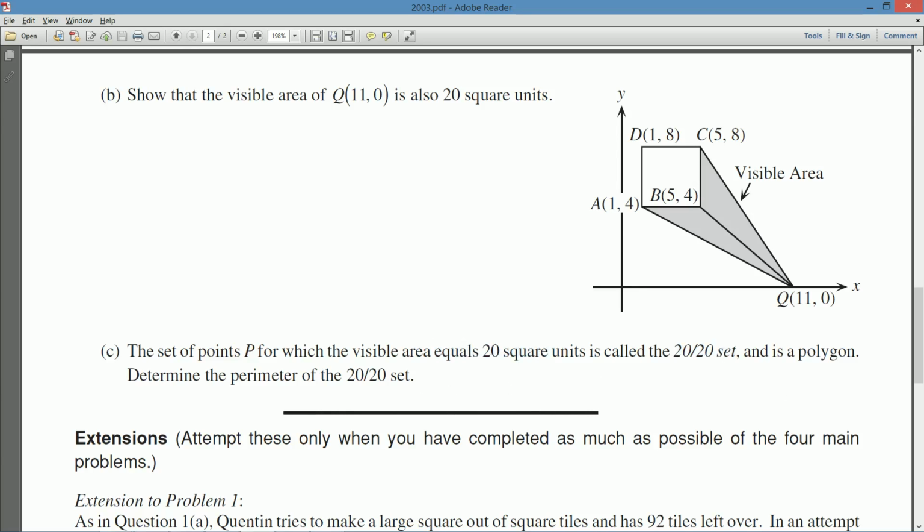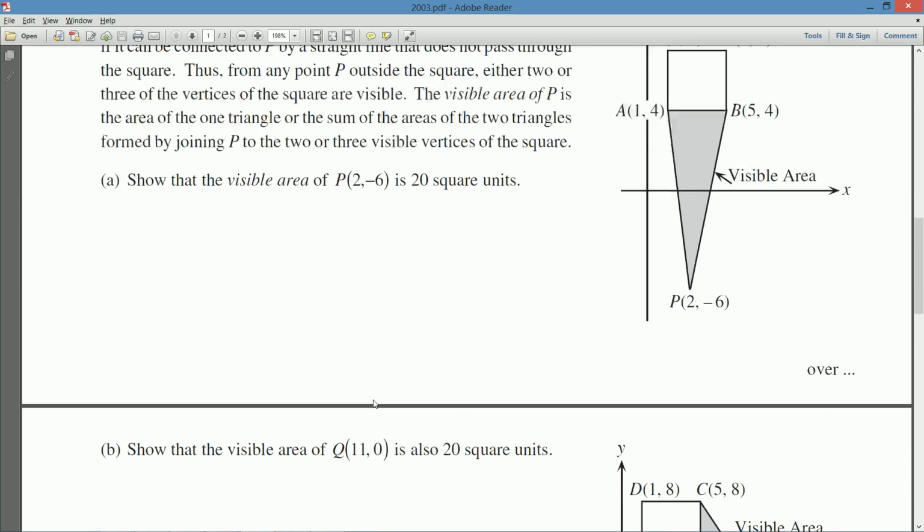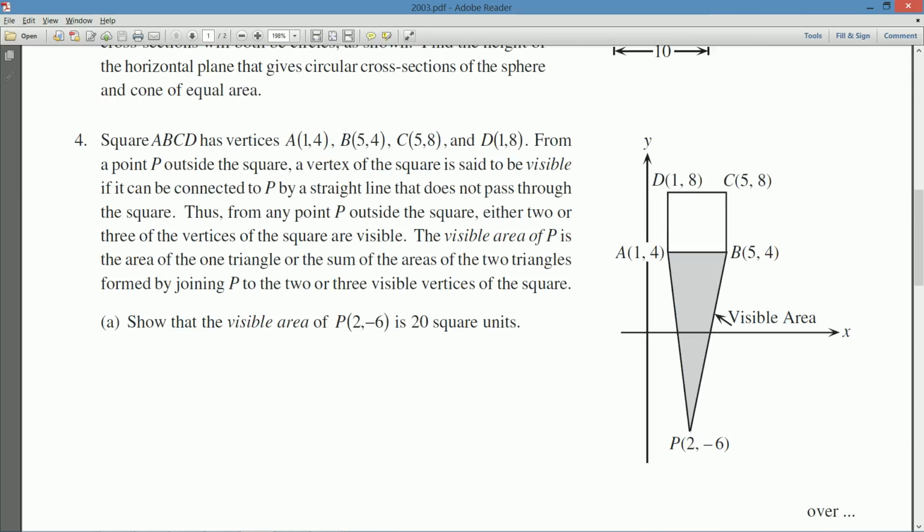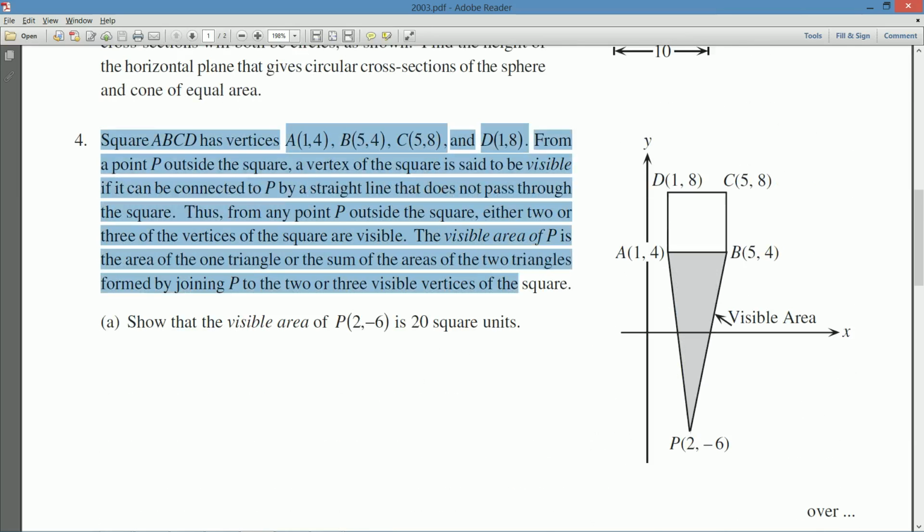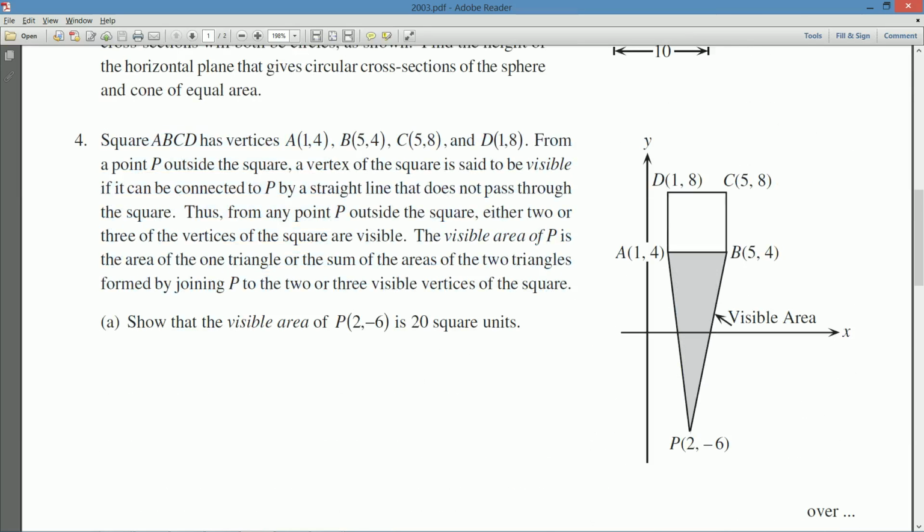All right. So how might we go about figuring this out? Well, we've done some interesting work about this, and we were introduced to the idea of being visible and visible area. And I would suggest that if you're stumped, you go back and reread the paragraph that describes what is visible and visible area. Okay?